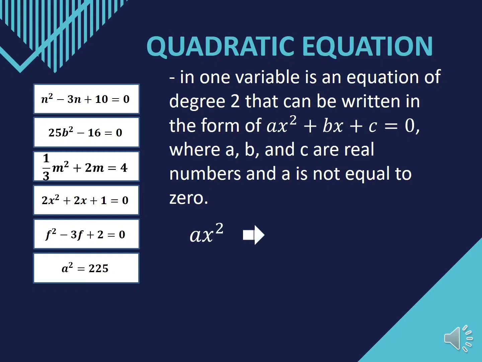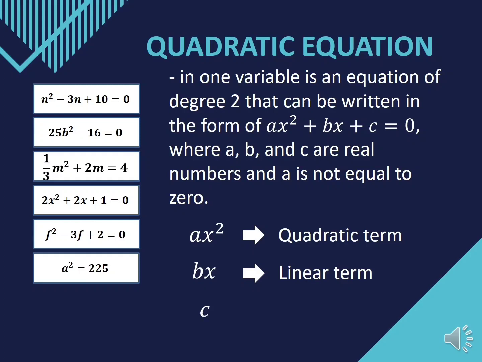ax squared is what we call the quadratic term. It is the term in the degree of 2, or it is the term with exponent of 2. Bx is what we call the linear term. It is the term in which the exponent is 1, or the term with 1 exponent. And of course, we have c. C is what we call the constant term. So it is the term with a constant number.